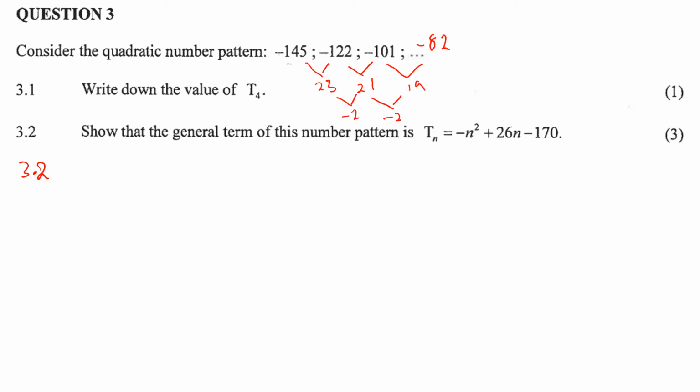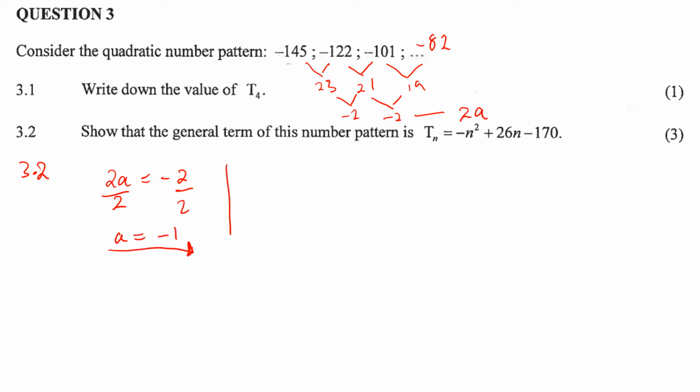3.2: show that the general term of this number pattern is Tn equals minus n squared plus 26n minus 170. How can we show this? We go back to our sequence. We know that the second difference is equal to 2a. So to solve for a, 2a is equal to the second difference, which is minus 2. We divide both sides by 2, and a will be minus 1.